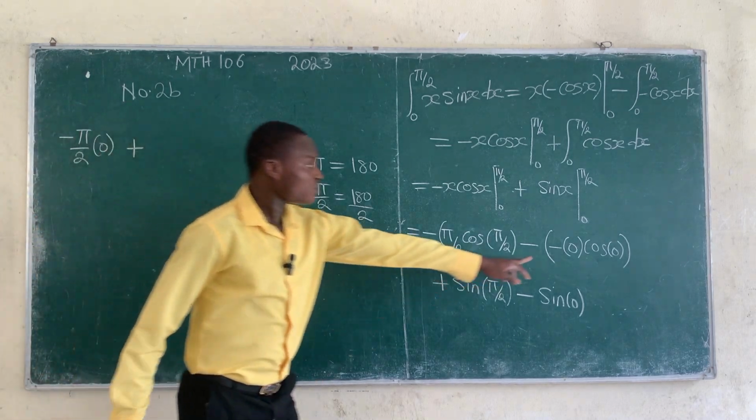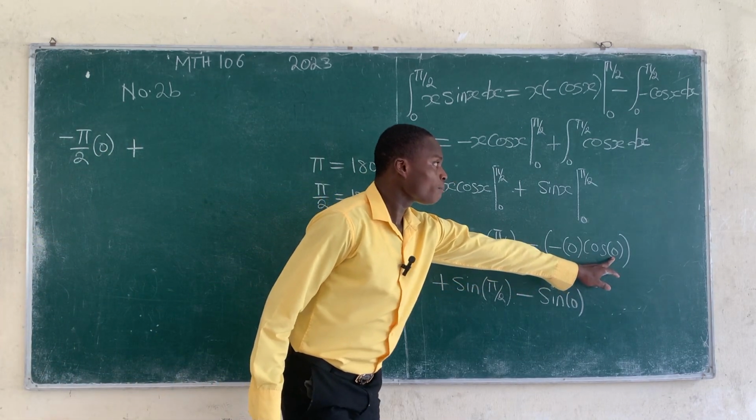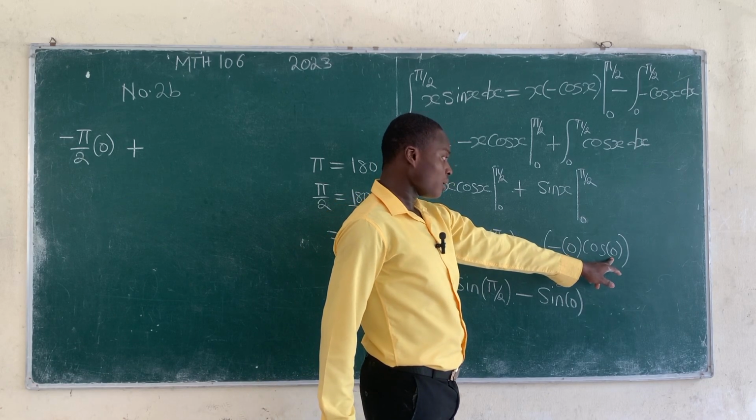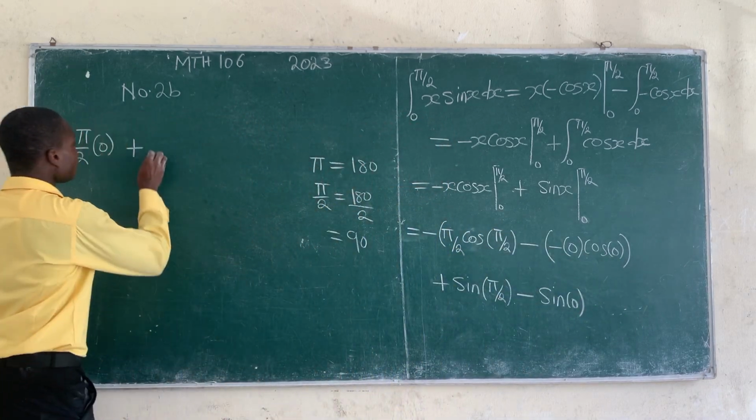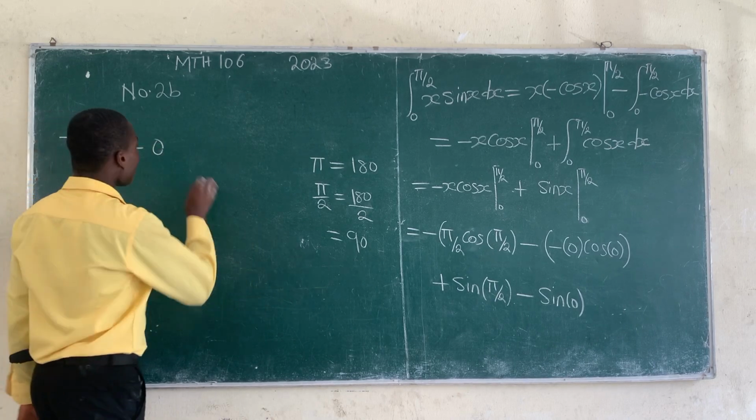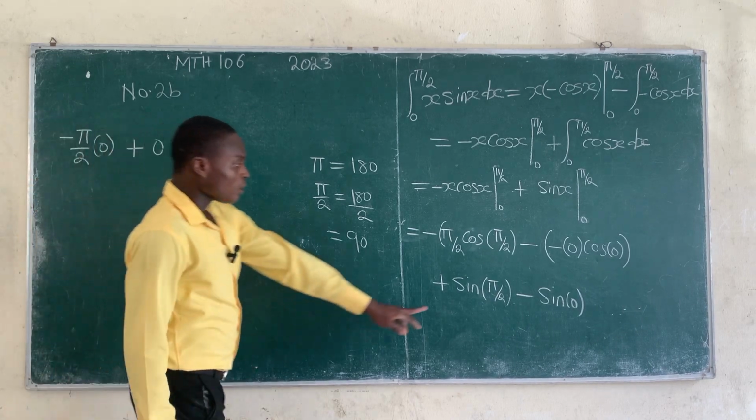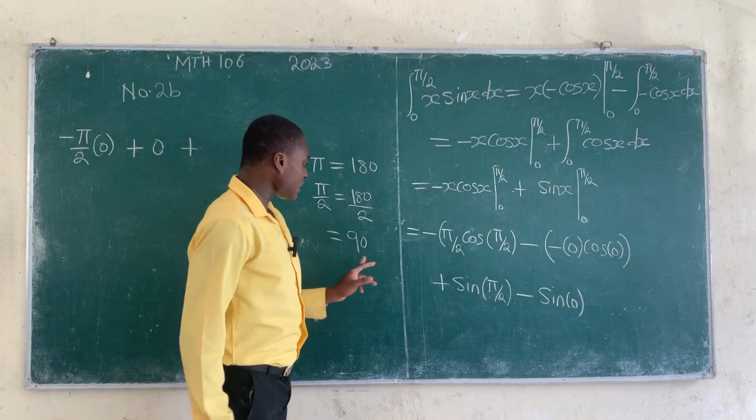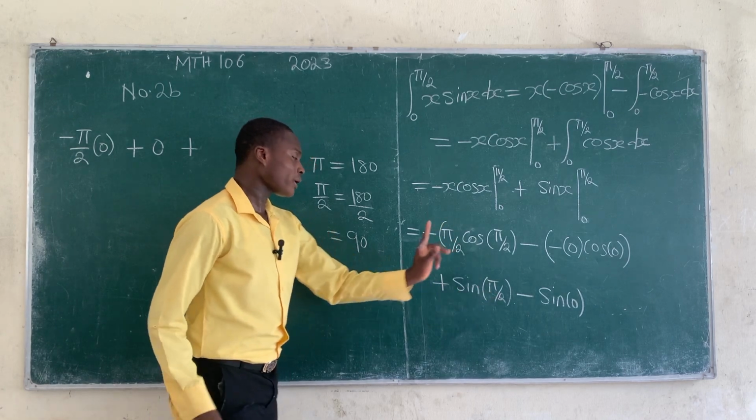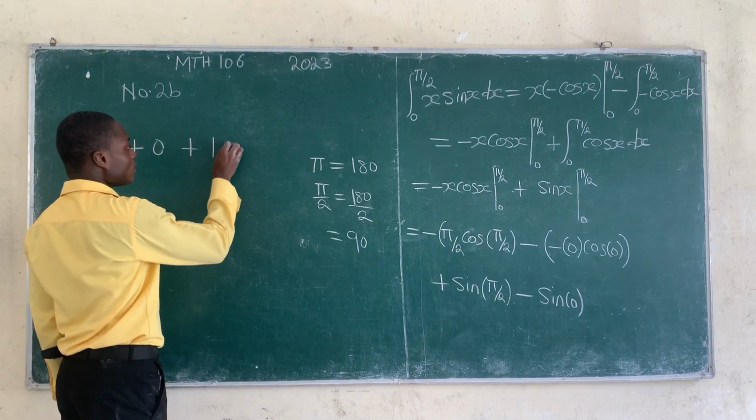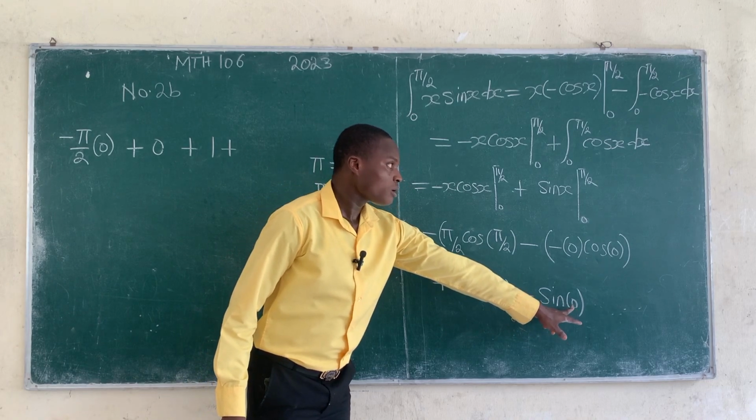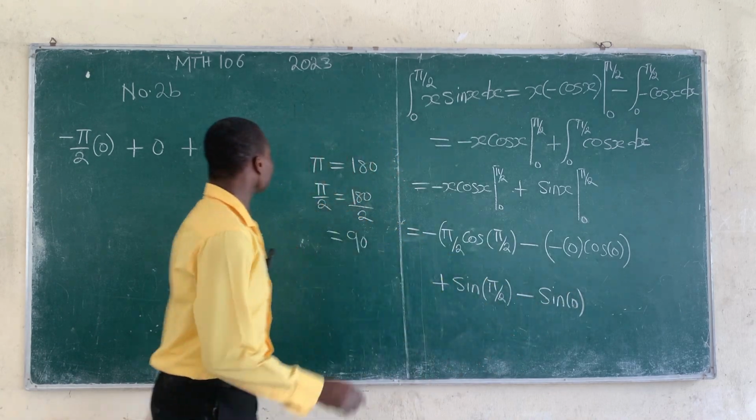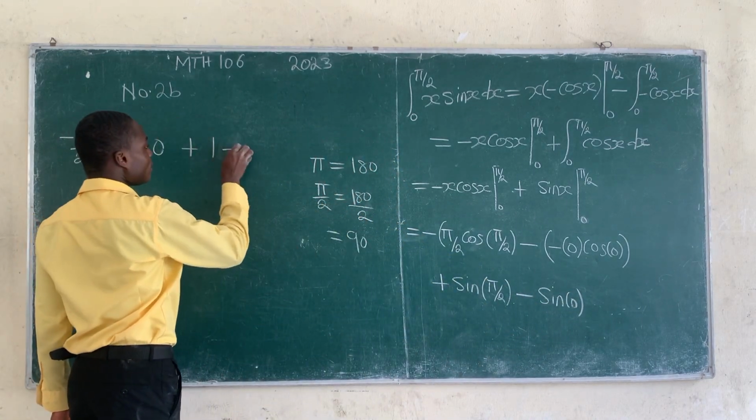Plus 0 times cos 0 is 1. 1 times 0 is 0. So we have 0 there. Then the next one we have is plus. We have said that pi over 2 is 90. So sine 90 is 1. So we have plus 1 plus sine 0 is 0. Take note, sine 0 is 0. So we have 0 there.